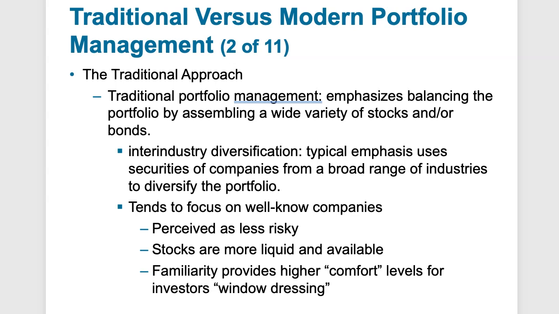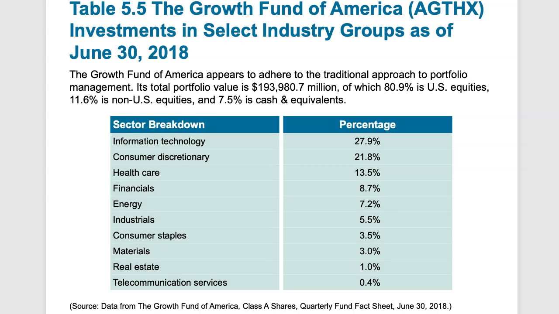And these bigger companies, which have a lot of shares trading, are more liquid and provide a certain amount of what they call comfort for an investor, or window dressing, which means that when an investor looks at a mutual fund, they see companies that they recognize and they feel more comfortable with this mutual fund because they know the companies and what they do. So this is a very traditional approach of portfolio building, especially in stocks.